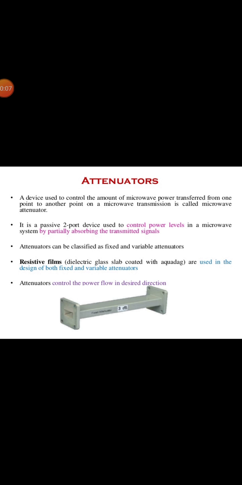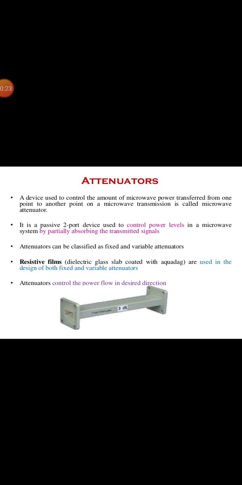Welcome to this module. In this module, let us have an insight into attenuators and power dividers. An attenuator is a device used to control the amount of microwave power transferred from one point to another on a microwave transmission line. It is a passive two-port device used to control the power levels in the microwave system by partially absorbing the transmitted signals.